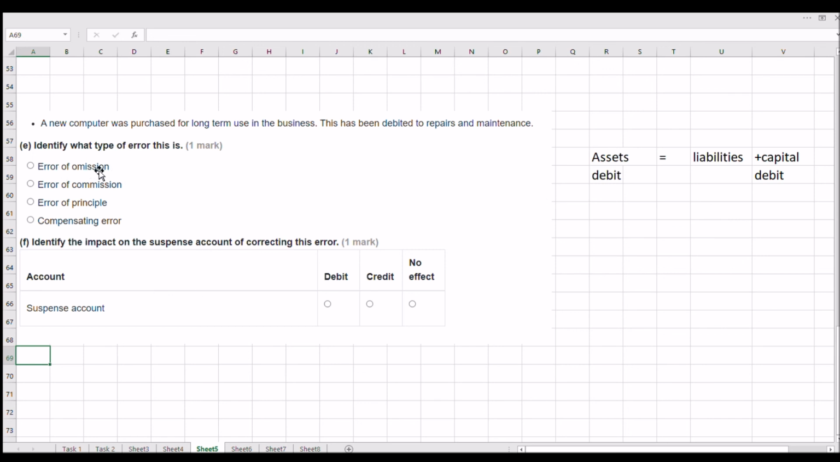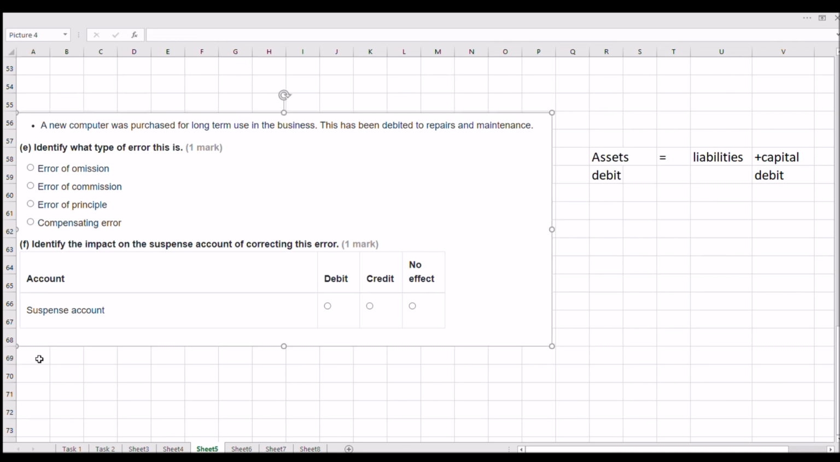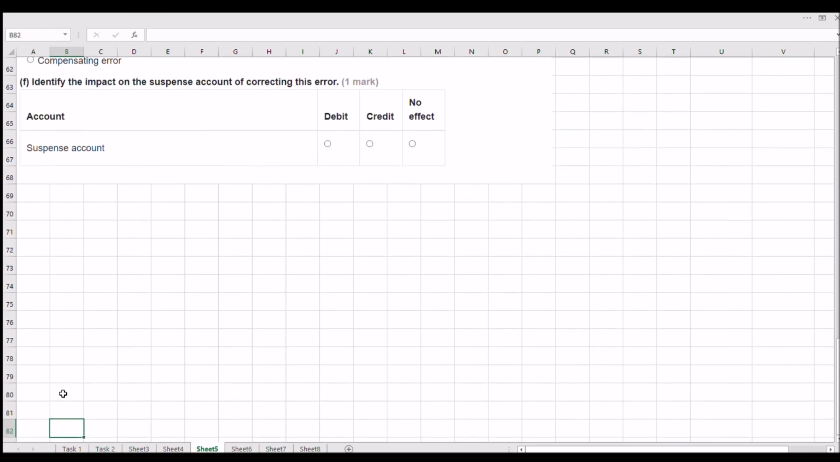Okay, in terms of the other ones, an error of omission is missing from the accounts. An error of commission, not an error of principle, is where we're posting to the wrong account. A compensating error would be where we've got two journals whose debits and credits don't add up, but combined the debits and credits tally are the same. Identify the impact on the suspense account for correcting this error. So with an error of principle, we went debit asset, credit bank, let's say, and we went debit expense, credit bank, and we should have gone debit asset, credit bank. There's no effect at all here because our journal is still balanced, and none of those errors create a difference in the trial balance. So that's the question, and that is that for this question.